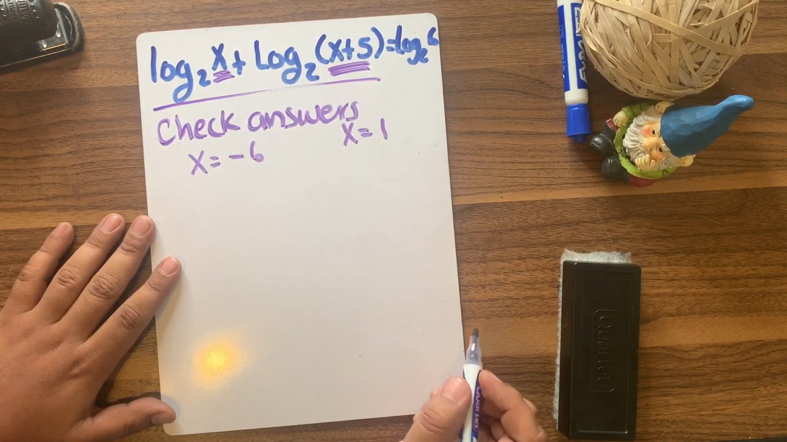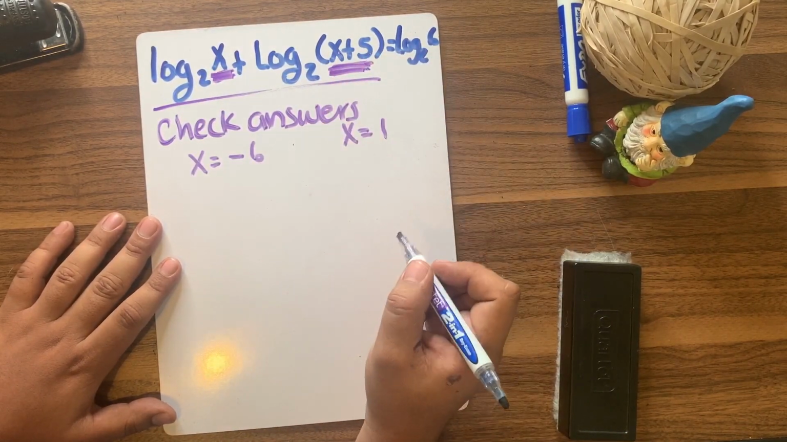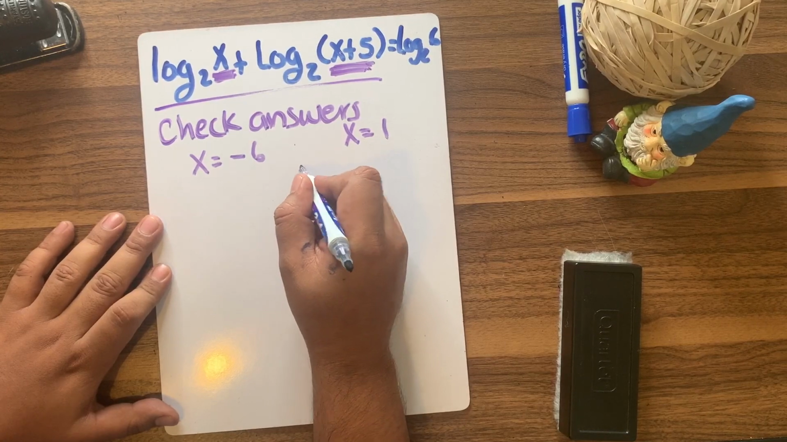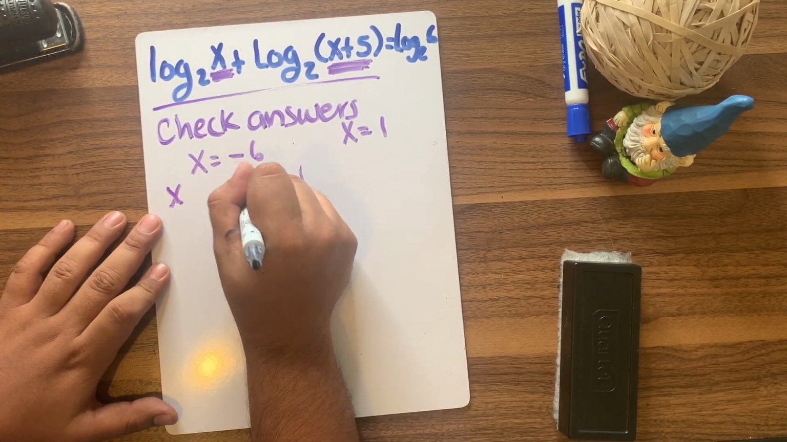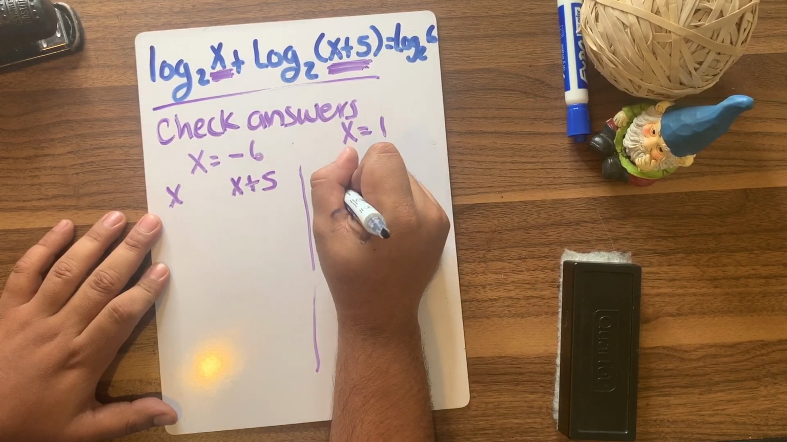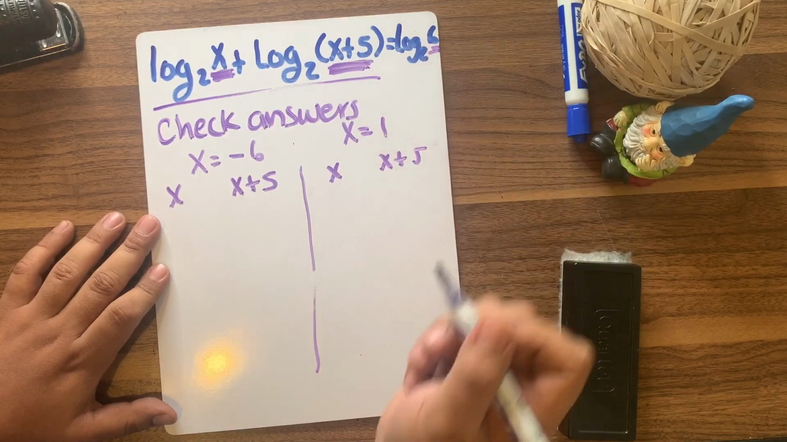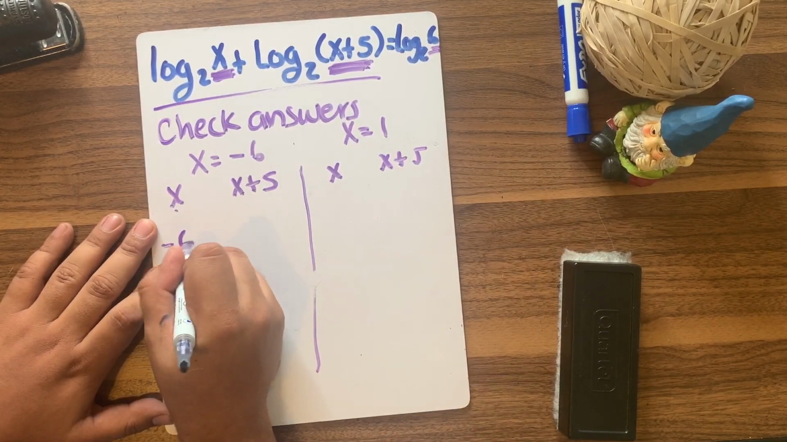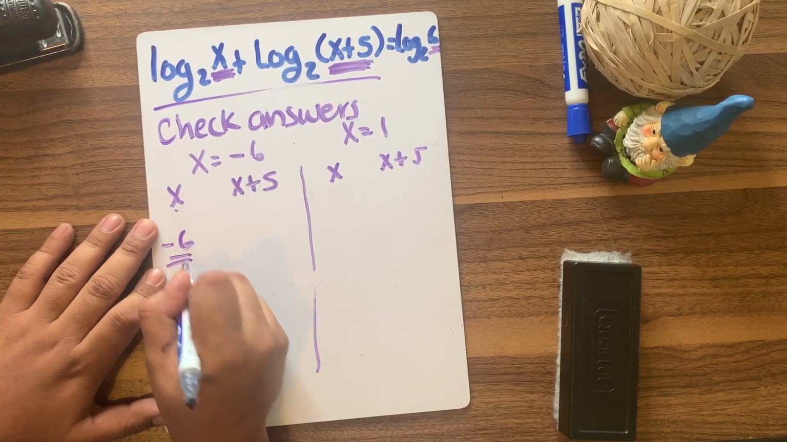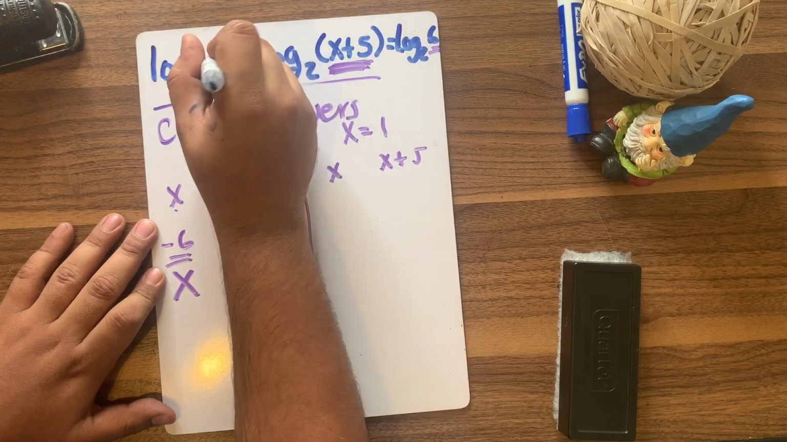We do have to check the answers. Remember that we only need to worry about the insides, x and x plus 5, not about the 6 because there's no x there. So we do have to plug in the answers twice. So if I plug in negative 6 into x and x plus 5, and then we're going to plug in x equals 1 into x and x plus 5. Now if I plug in negative 6 into the x, I get negative 6. What do I get? A negative number. That means that negative 6 is a fake answer.